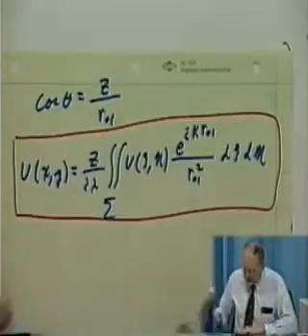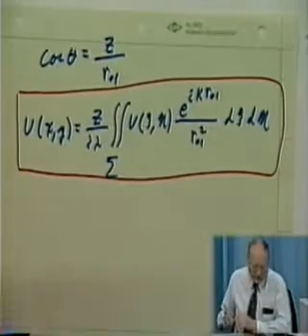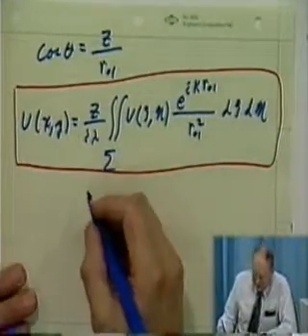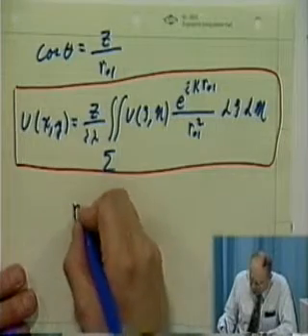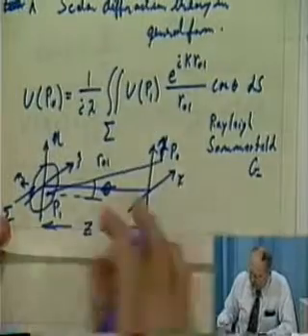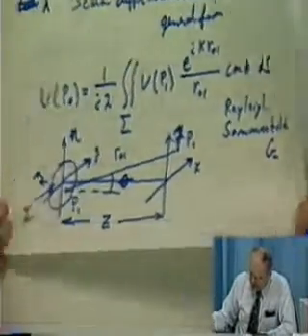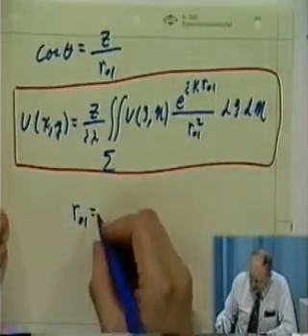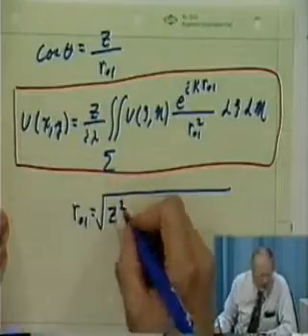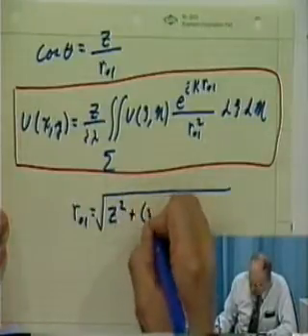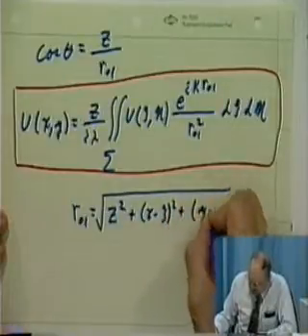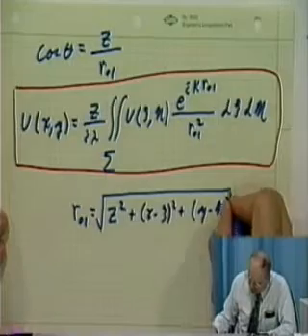So to get to this expression so far, maybe I should write down one more thing. I'll say that R01, from our diagram here, will be the square root of z squared plus x minus squiggle squared plus y minus eta squared.